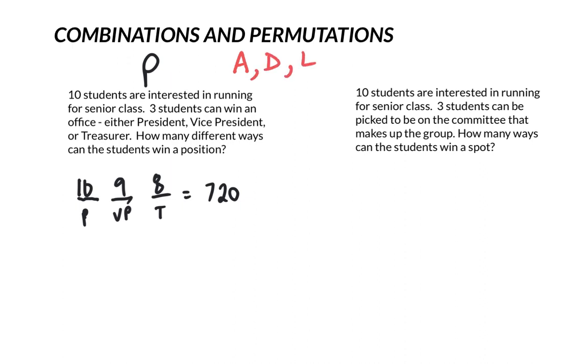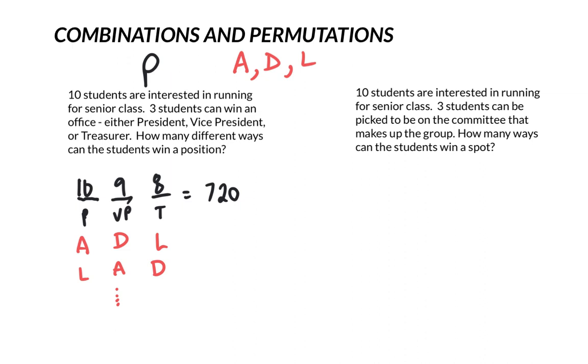So for example, if Angela were president and Dave were vice president and Lauren were treasurer, that's a very different situation than Lauren being president, Angela being vice president, and Dave being the treasurer, and so on, like that. Those are different outcomes. The order matters. Let's look at the other scenario.